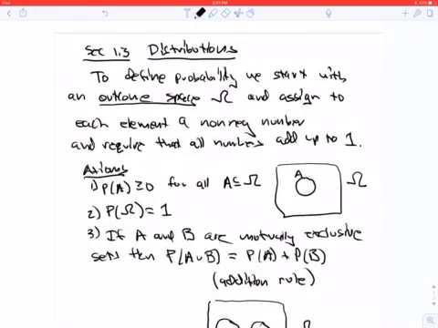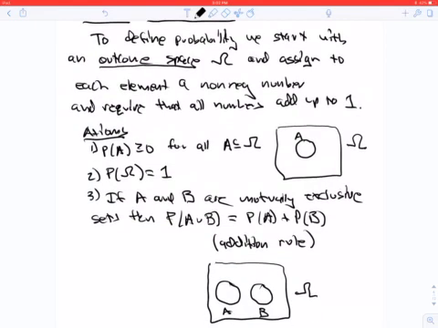On to section 1.3, distribution. So now we're going to allow the outcomes to have different probabilities. So we start off with an outcome space, and we assign to each element of your outcome space a non-negative number and require all the numbers to add up to 1. So we can build up probability from 3 axioms written here.